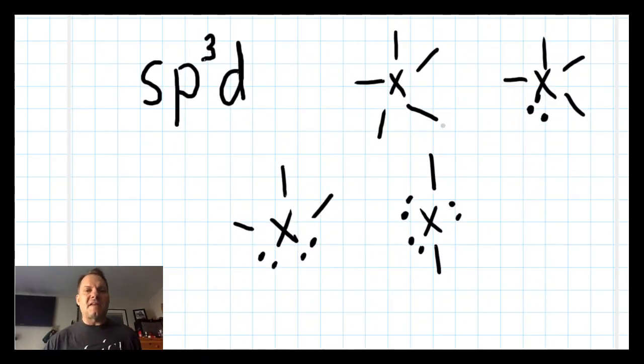When we have an sp3d hybrid, that means 5 regions of density. So I've created 4 different Lewis structures. Here we have 5 bonds, 4 bonds and an unshared pair, 3 bonds and 2 unshared pairs, 2 bonds and 3 unshared pairs. So those are all possibilities for having a central hybridization of sp3d.